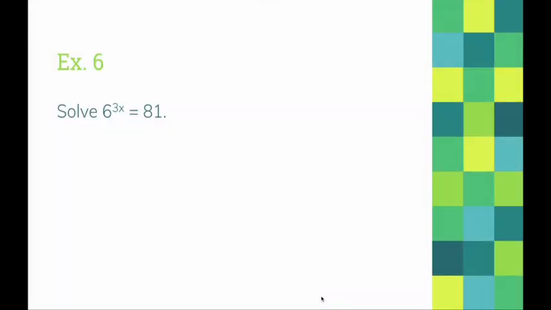6 to the 3x equals 81. We don't know, we can't change the base here. The base is 6, and 81 is not a power of 6. We're going to have to take a log. And so what we want to do is take a log with a base of 6.